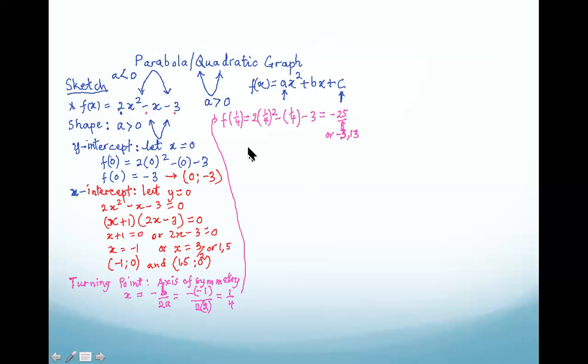Okay. So now, remember that this 1/4 can also be written as 0.25. So the turning point, let me just write TP. The x value now is 0.25, and then the y value is -3.13. So that becomes our turning point. So now we can draw the graph. We have all the elements.